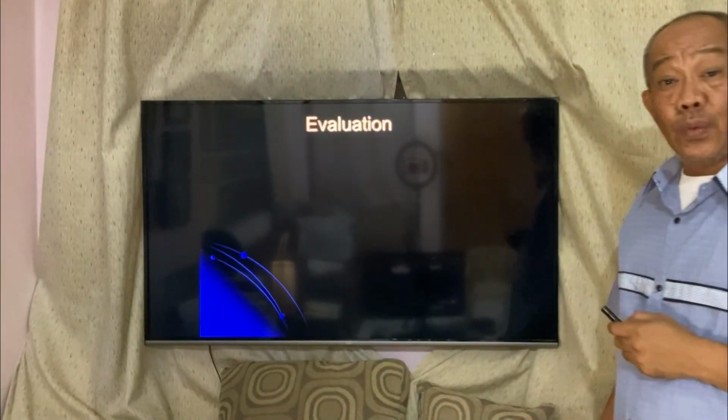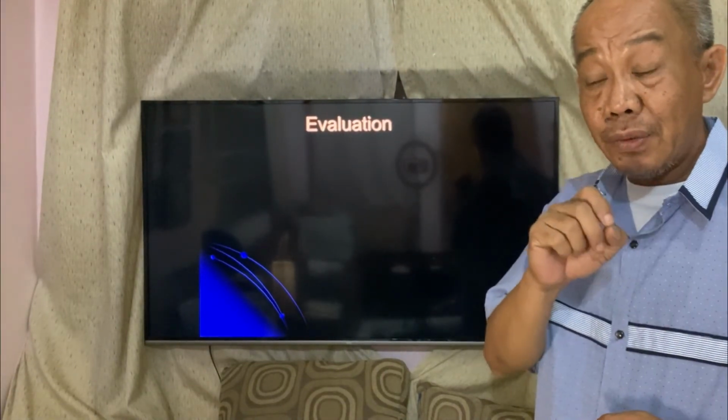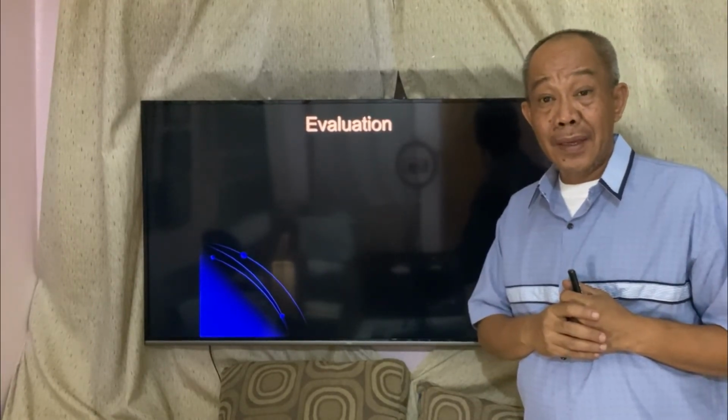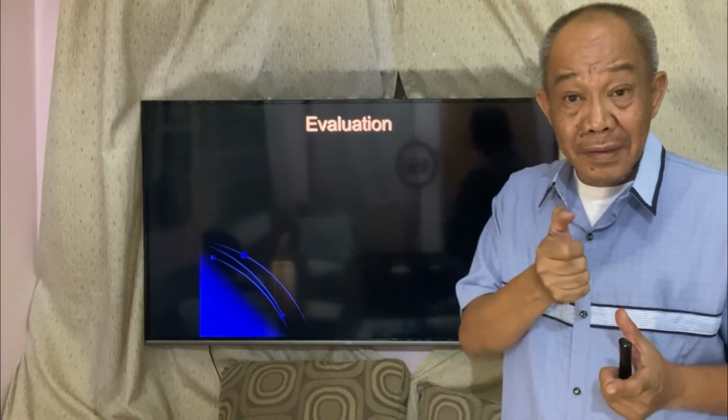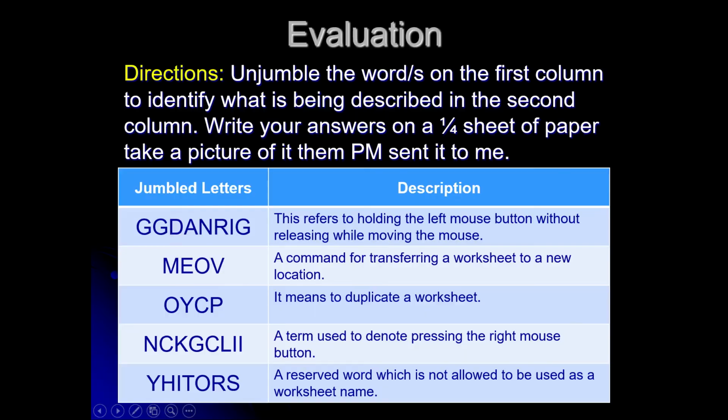For your quiz, I want you to write your answer in a 1/4 sheet of paper. As soon as you finish, take a picture of it, then send it to me. So, here's the direction. Unjumble the words, which are in the first column. Write your answer on a 1/4 sheet of paper. As I've said, take a picture of it, then send it to me.